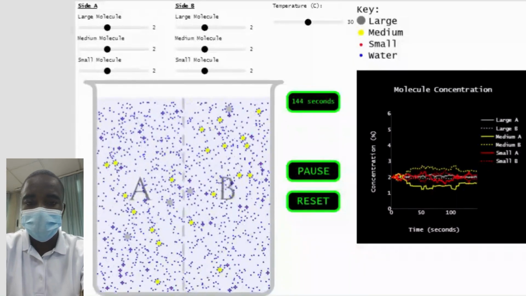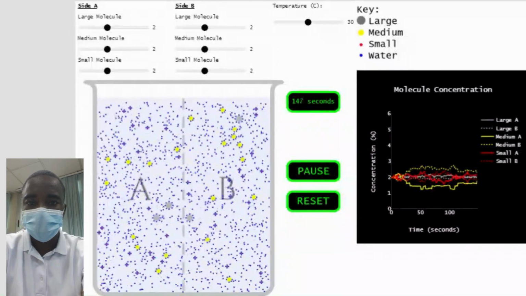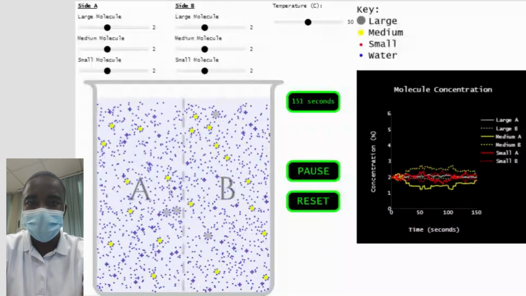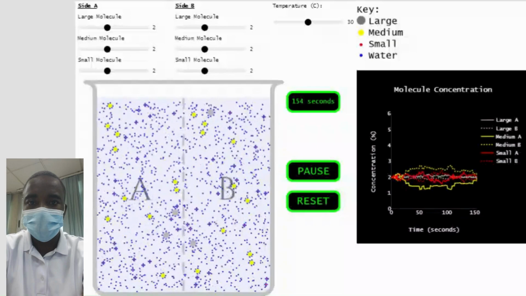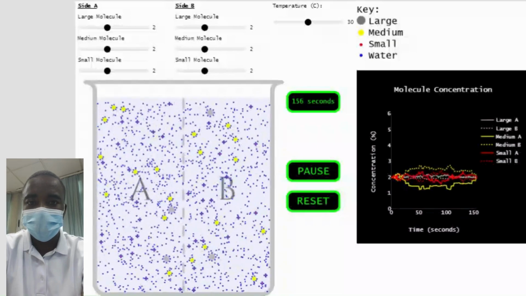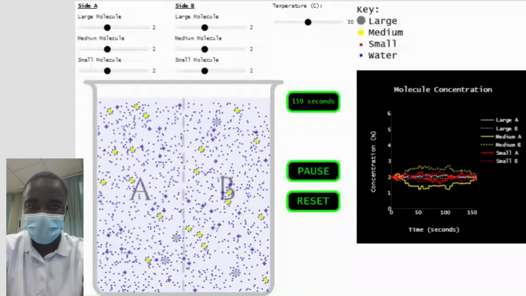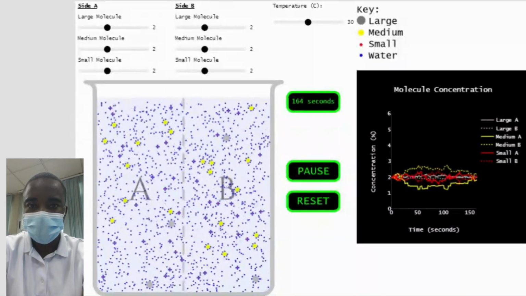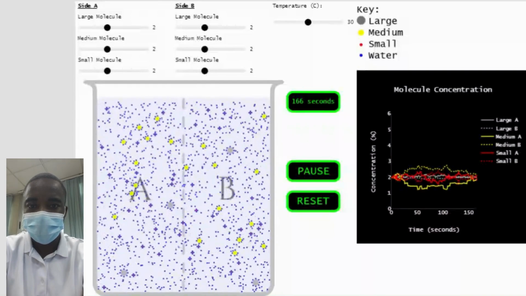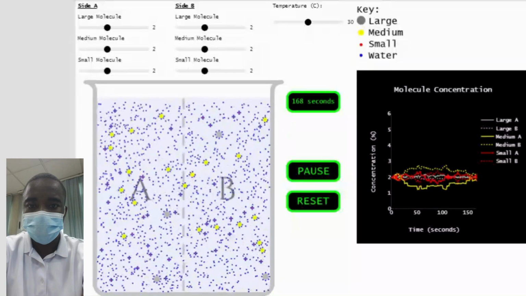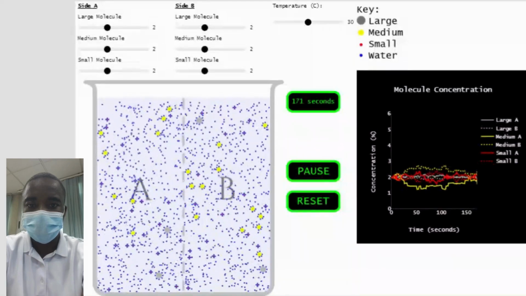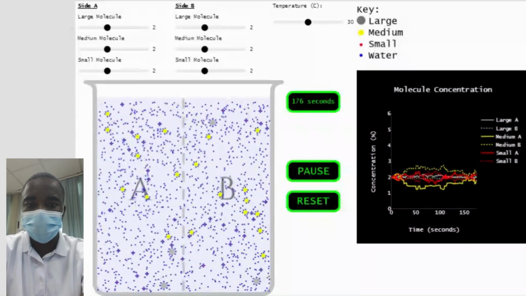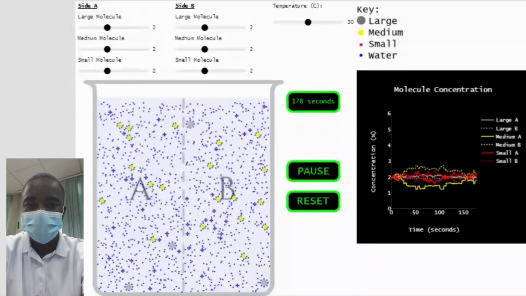Simulation scenarios. 1. Small molecules. When small molecules are added to one side of the beaker, they quickly diffuse across the membrane to the other side. This scenario demonstrates the principle of diffusion, where molecules move from a high concentration to a low concentration until equilibrium is reached. 2. Medium molecules. Medium-sized molecules also diffuse across the membrane, but at a slower rate compared to small molecules. This scenario highlights the effect of molecular size on diffusion rates and the selective nature of the membrane.